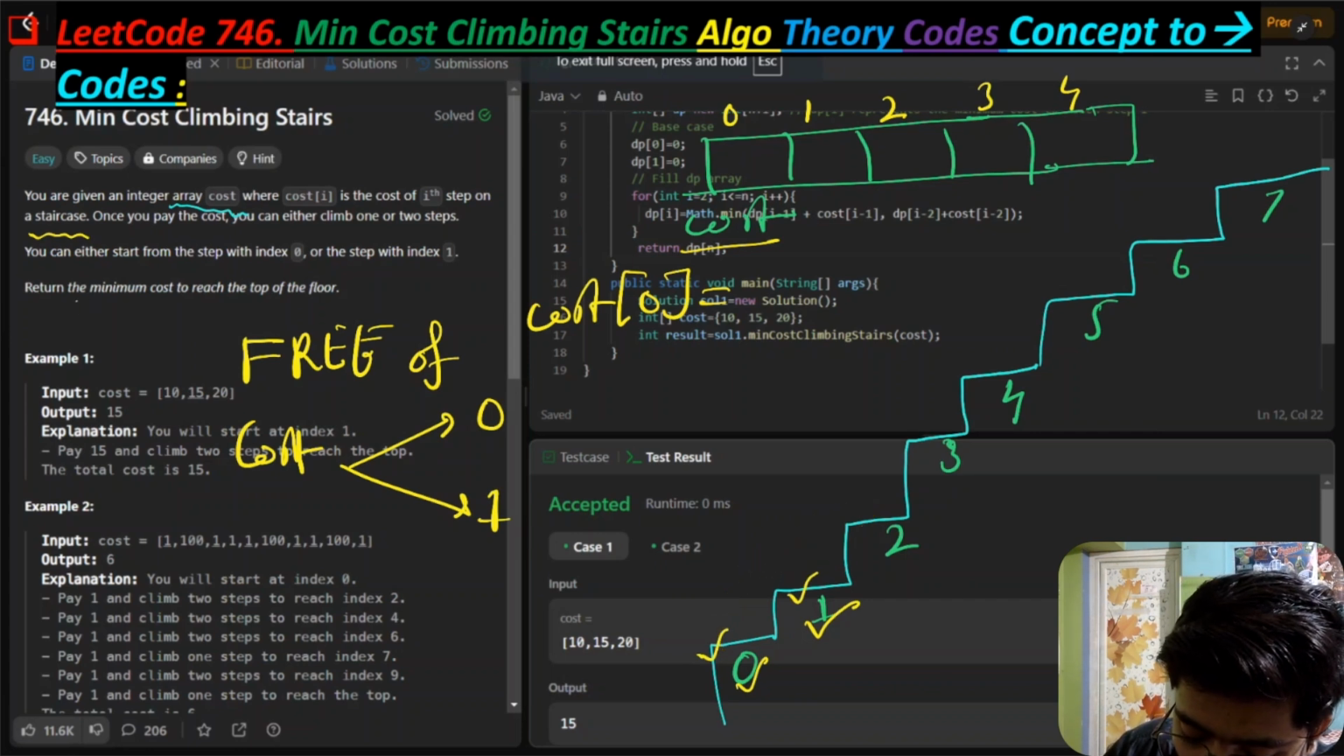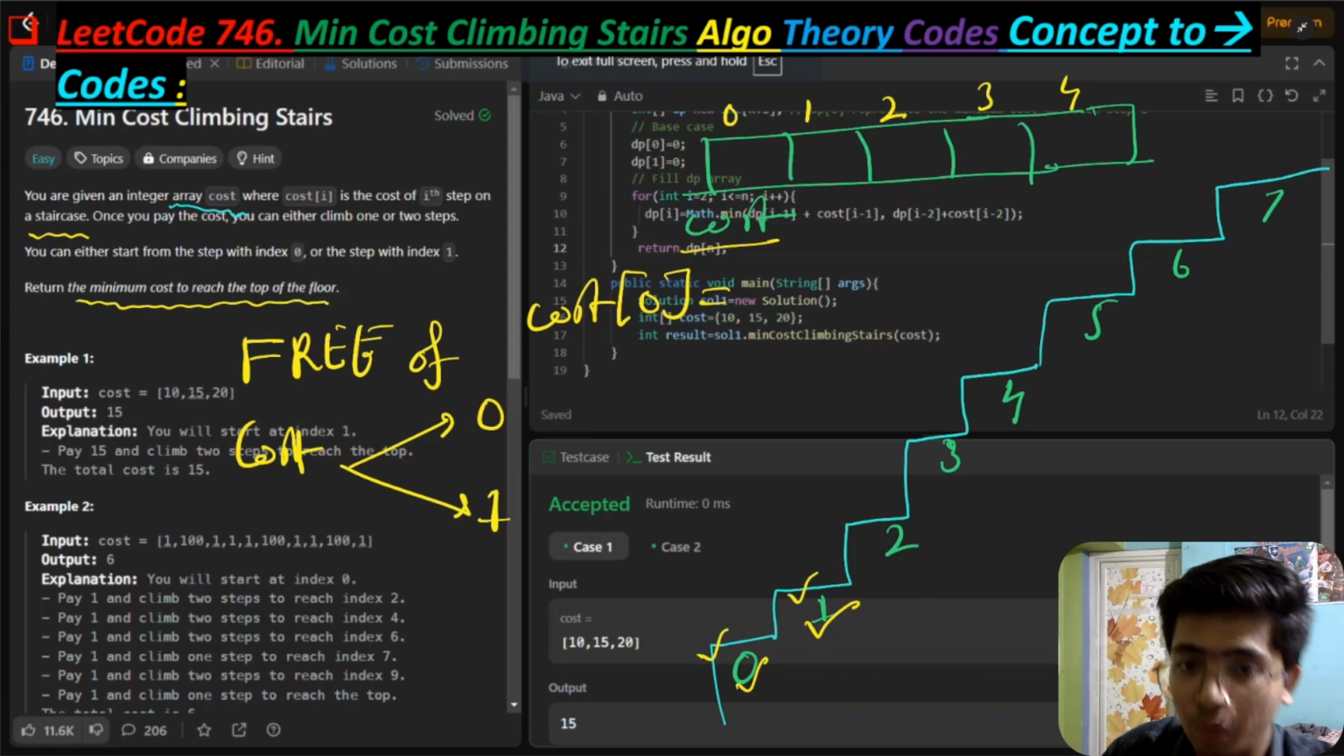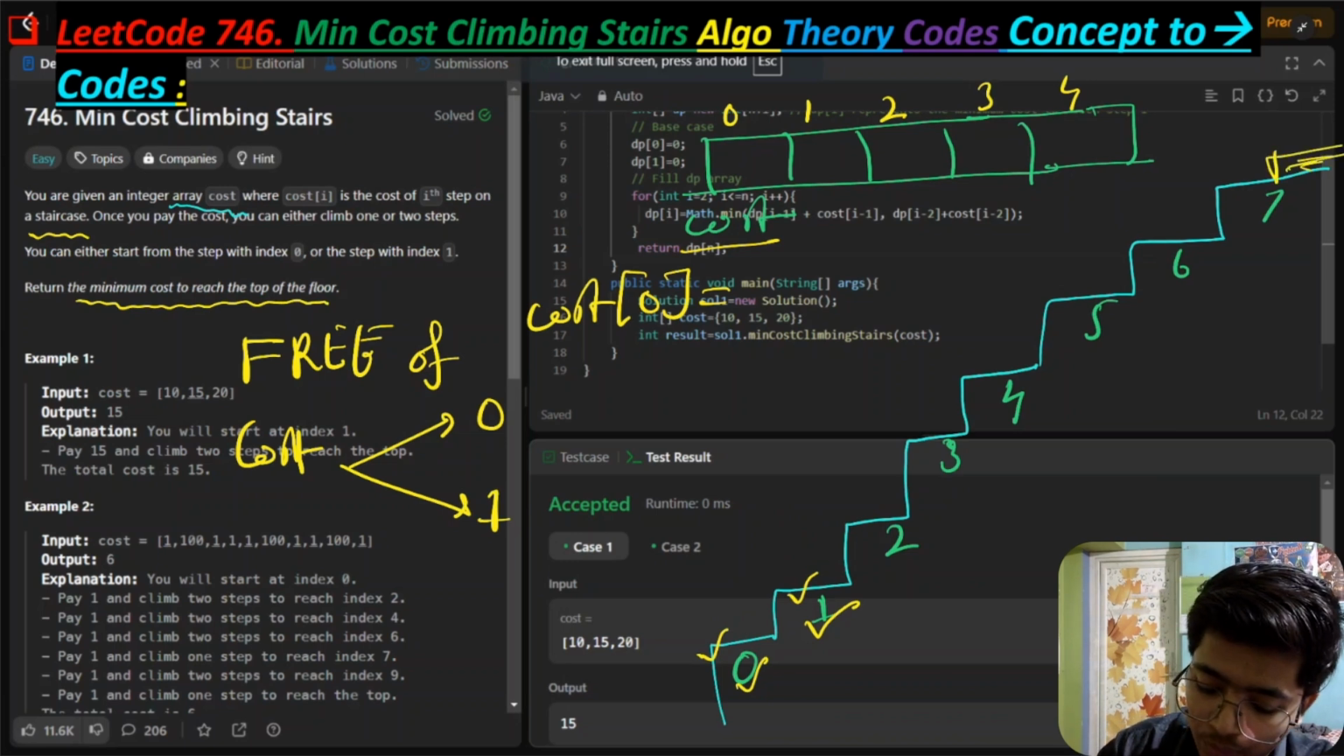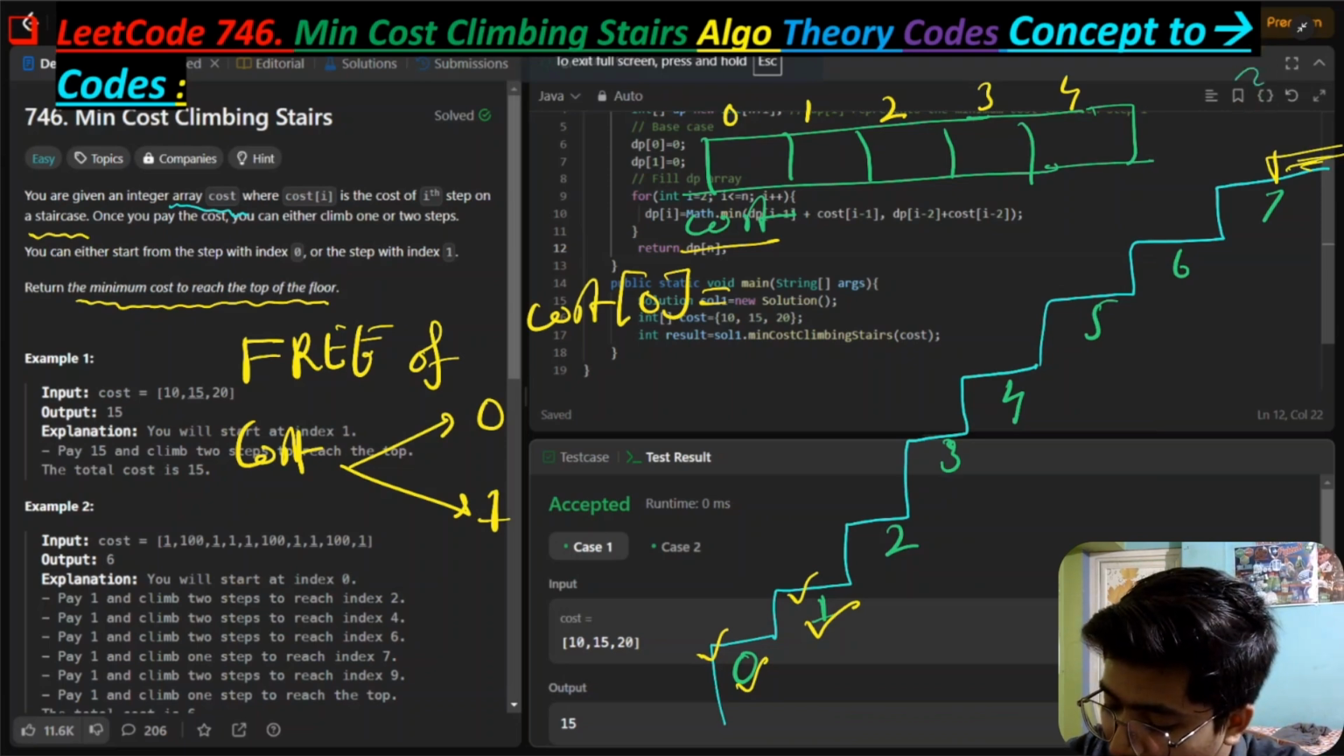Return the minimum cost. We have to return the minimum cost to reach the top of the floor. So that is the question. Let's say this is the floor section. Suppose we are at this position. Now guess how we can reach this position.